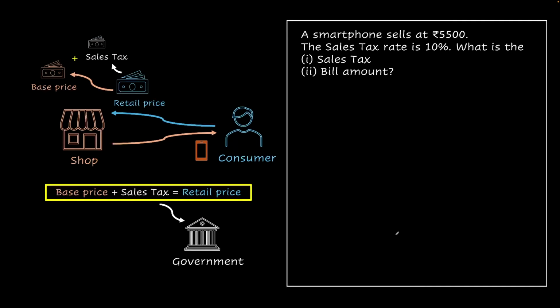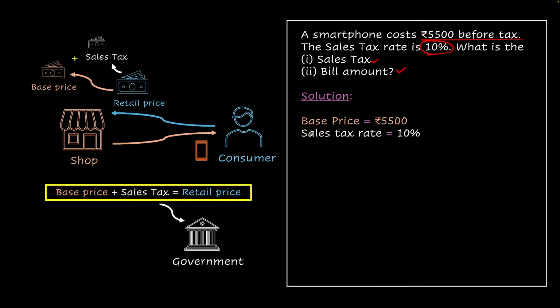Let's see a quick example. A smartphone costs 5,500 rupees before tax. The sales tax rate is 10%. A tax rate is usually a percentage of the price, and that determines the exact tax amount. So we need to find here the sales tax and the bill amount. So the base price is 5,500 and the sales tax rate is 10%. What would the sales tax be?